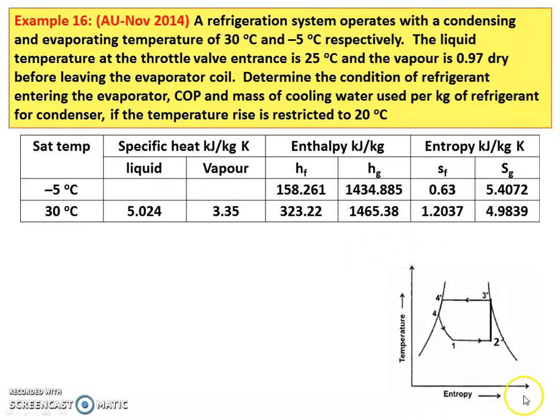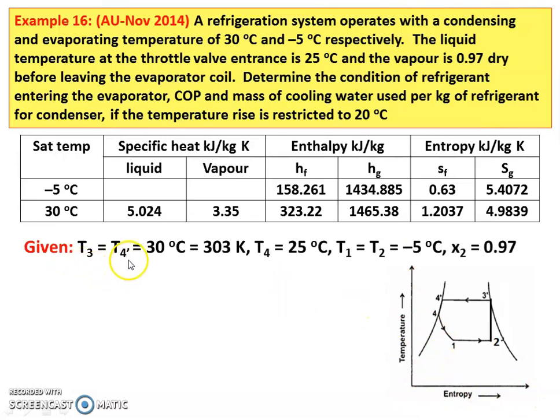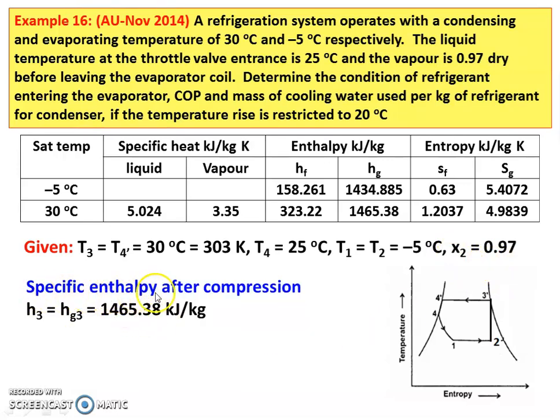So, this is the thermodynamic cycle. The temperature T3 equal to T4 dash, which is the condenser temperature, 30 degrees Celsius, which is 303 Kelvin. T4 is the temperature at the end of condensation or before the expansion, 25 degrees Celsius. There is undercooling from 4 dash to 4. Then T1 equal to T2, that is the evaporator temperature, minus 5 degrees Celsius. And the dryness fraction X2 at the entry of the compressor or exit of the evaporator is 0.97. The specific enthalpy after compression, H3 equal to Hg3, the saturated vapor point.